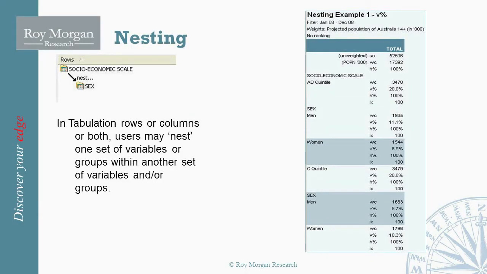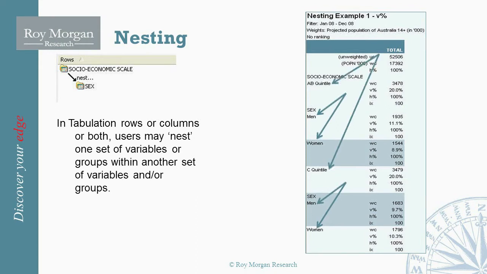In tabulation, rows or columns, or both, users may nest one set of variables or groups within another set of variables and/or groups. This two-level hierarchy will allow you to tabulate every combination of groups across the hierarchy. It's useful as an alternative to creating ad hocs or to using layers when running tables.